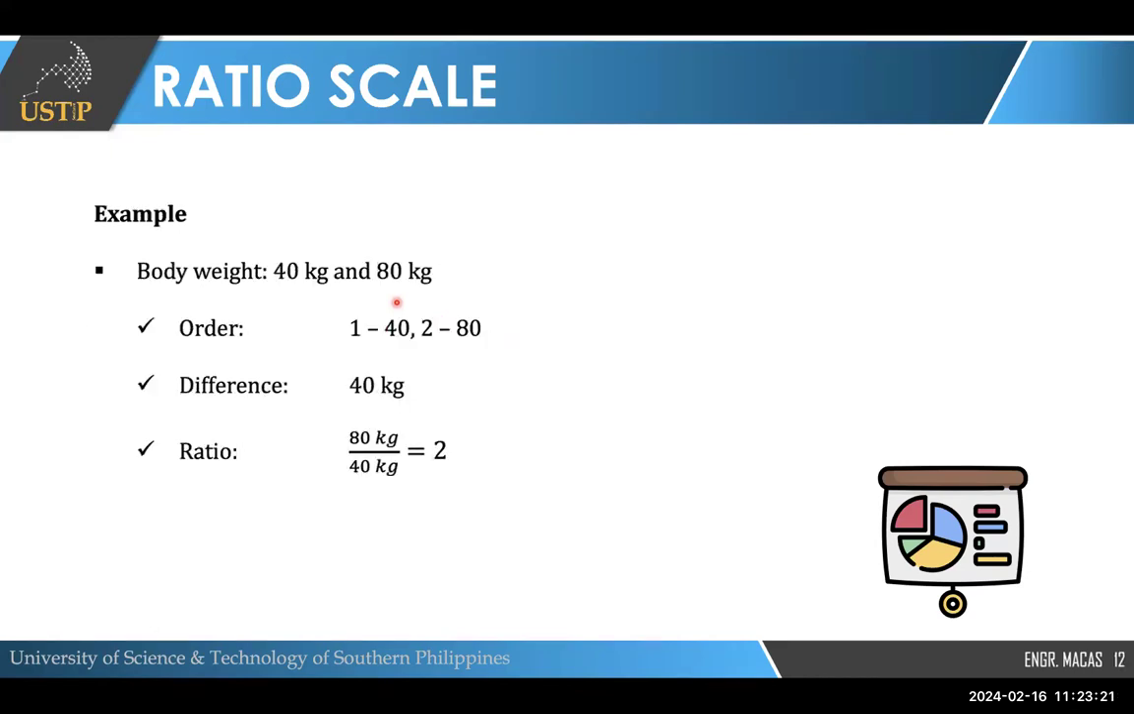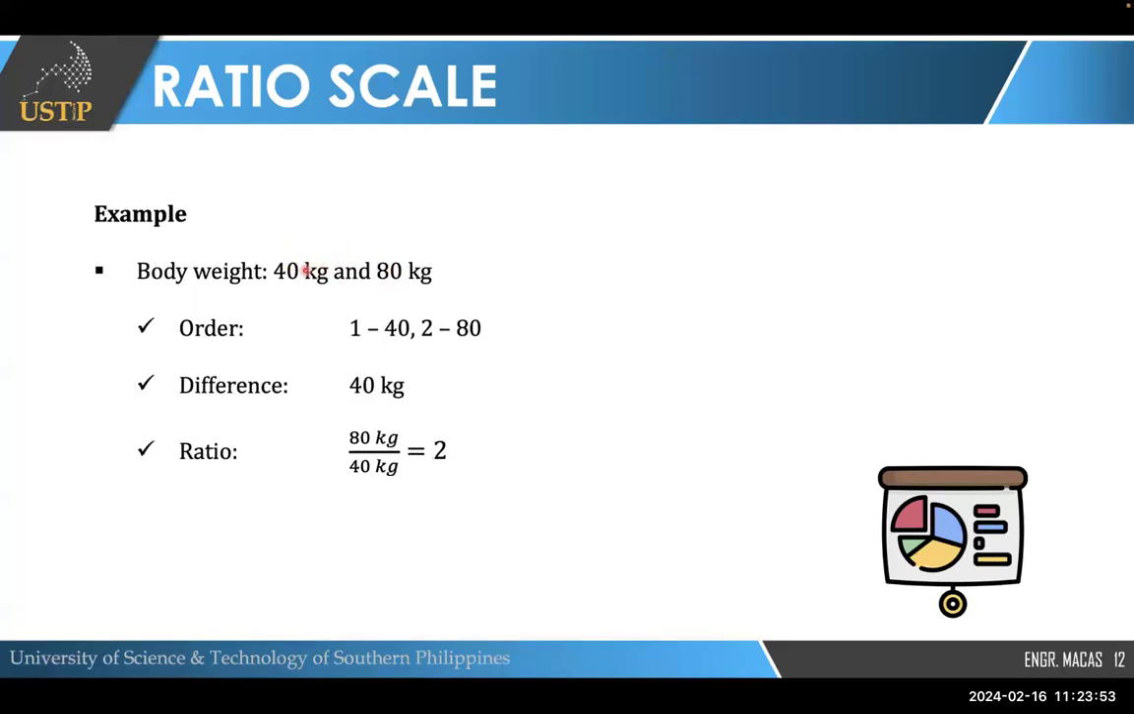So, okay, for example, we have body weight. I-compare na to 40 kilograms, 80 kilograms. Ang order ani is pwede maingon nga the first or lesser siya, no? Ang 40, so pwede to indicate nga 1, and then 80 would be 2. So kung naalaki duha ka data ba. And the difference lang duha is you can see 40 kilograms. Okay. And the ratio is 80 over 40 is equal to 2. So that means ang 80 ni mga data is twice your 40 kilograms.